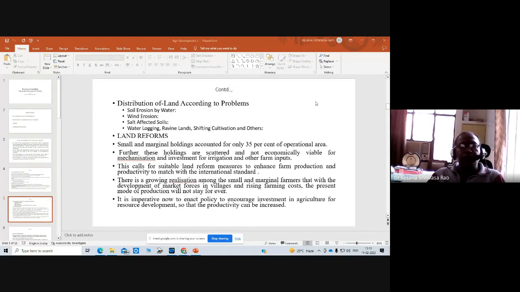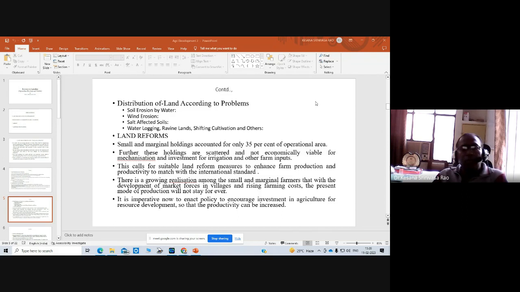Then land reforms, as I have already told you. So land reform, how that land can be reformed. Reform means how the land can be distributed, so that land can be given to those who are in a position to cultivate, and in that way the land is going to be utilized in an optimum manner. That is the basic idea behind that.